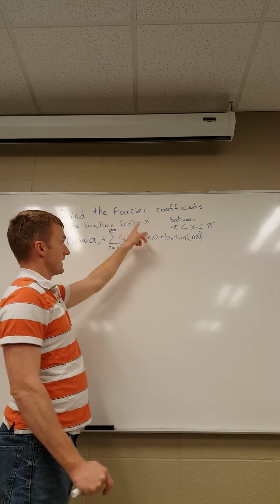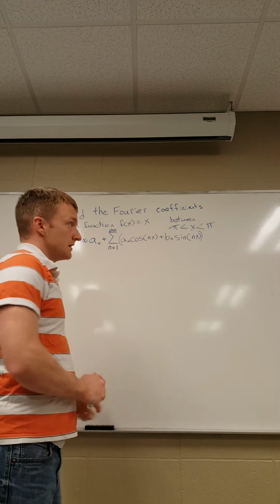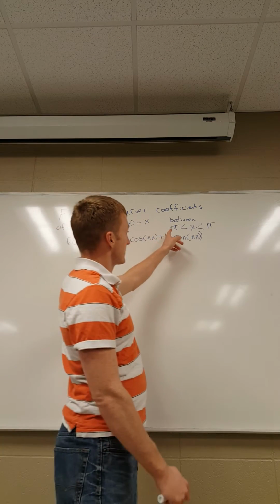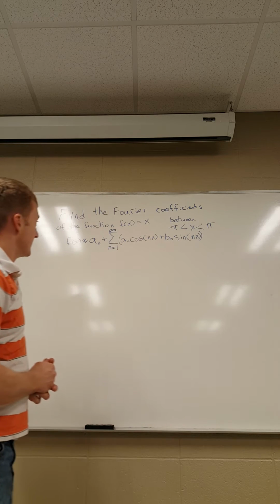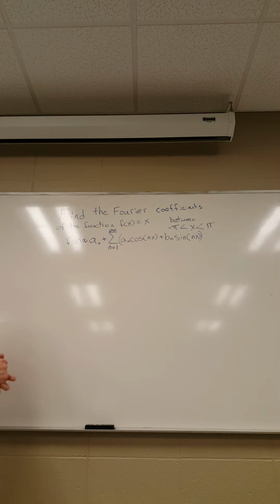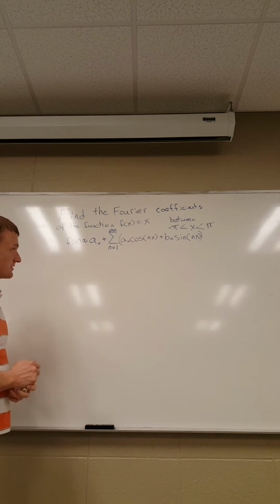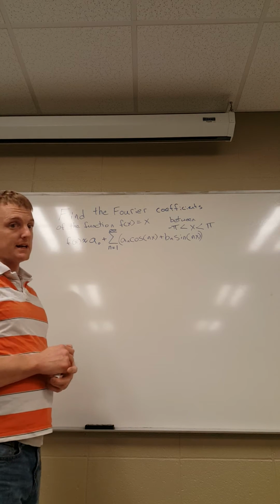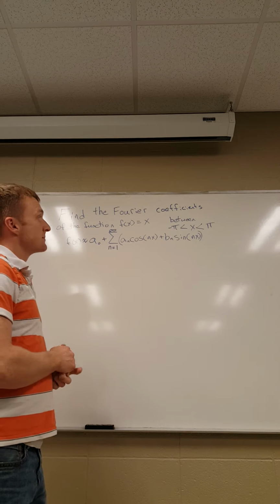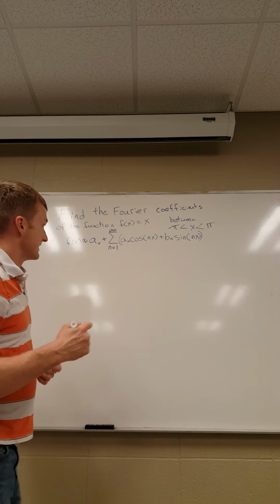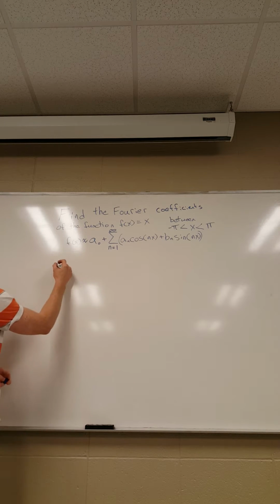Today I'm going to show you how to find the Fourier coefficient of the function given, which is f of x is equal to x on the interval negative pi to pi. Given the general formula, f of x is somewhat equal to a naught plus the summation of a sub n cosine nx plus b sub n sine of nx. We start by finding a naught.